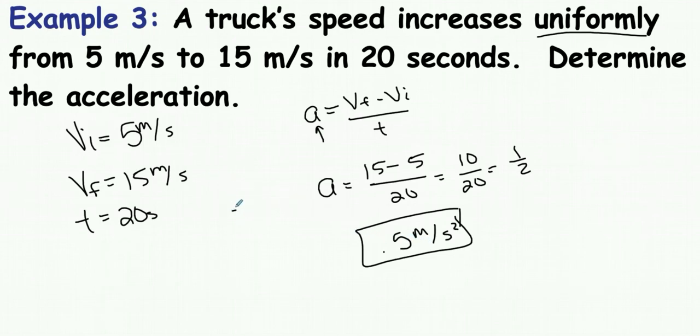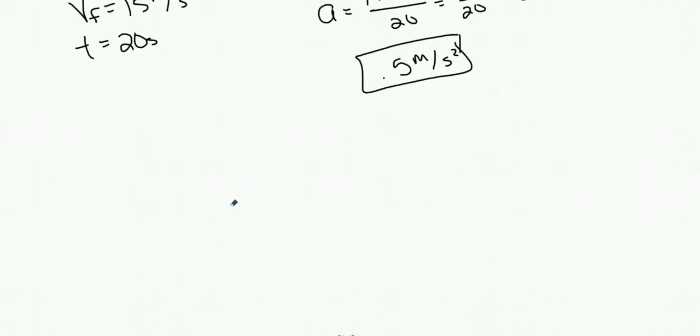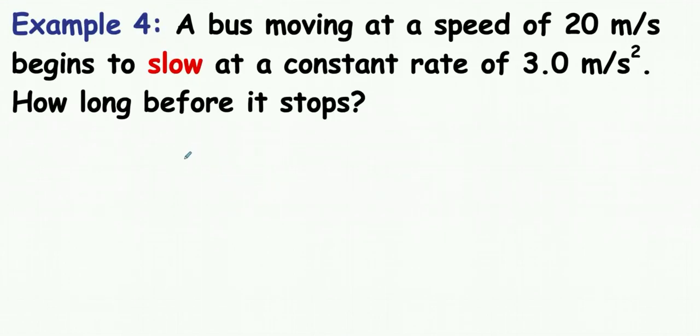Okay, let's look at another one. So a bus moving at a speed of 20 meters per second begins to slow. So we have to pay attention to the wording here. So we're given a bus is moving at a speed of 20 meters per second. This is my initial velocity. So let's write that down. So 20 meters per second begins to slow, and I have that in red. Slow means it's going to be a deceleration or a negative when we get the answer.